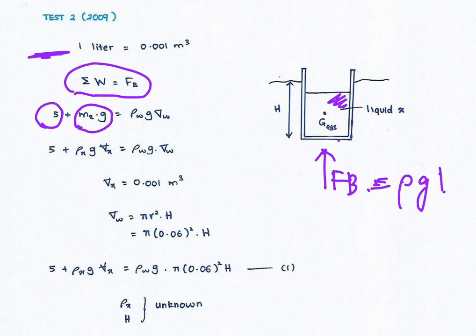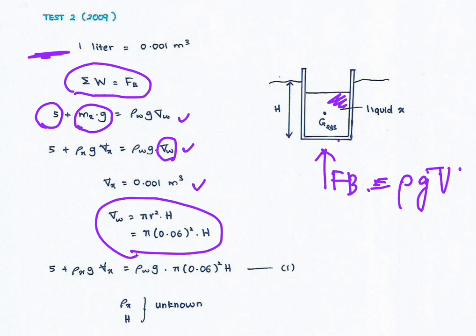using rho, g and volume. So that's why we are calculating this one: rho, g and volume. The volume of X here is 0.001 meter cube, and the volume of water here is this one.